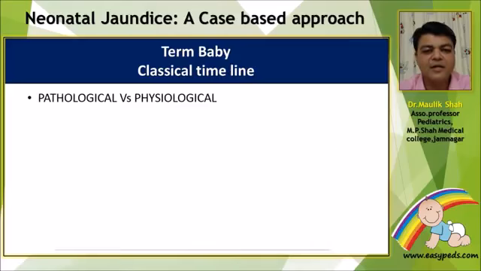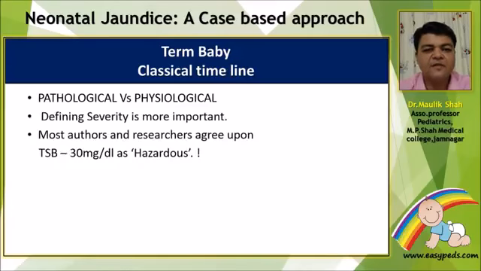And really, in practical day-to-day life, when we consider a term baby with jaundice, what we need to define first is severity rather than the name of physiological or pathological. So I would suggest that one needs to look at the levels of bilirubin and associated risk factors first. Most of the authors and researchers have agreed that total serum bilirubin of 30 mg or more is really hazardous and it would lead to toxic effects on the brain.